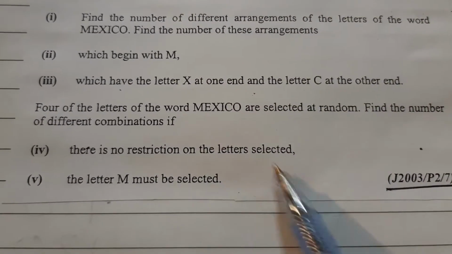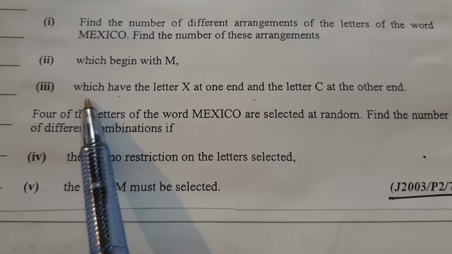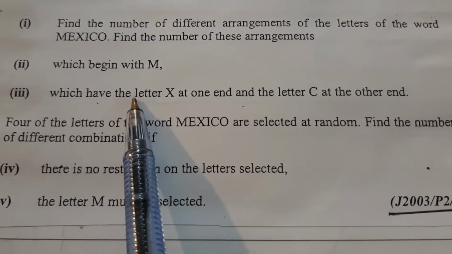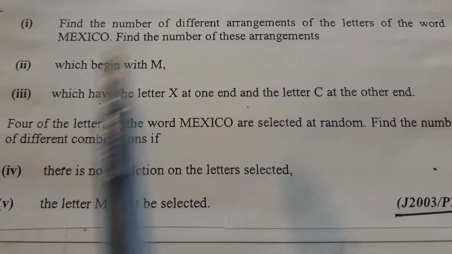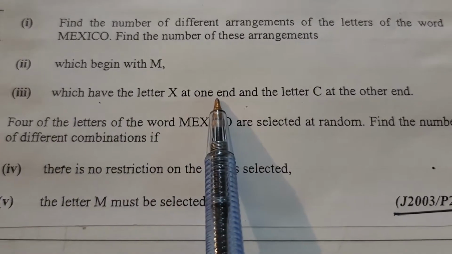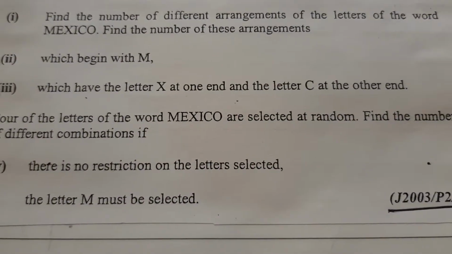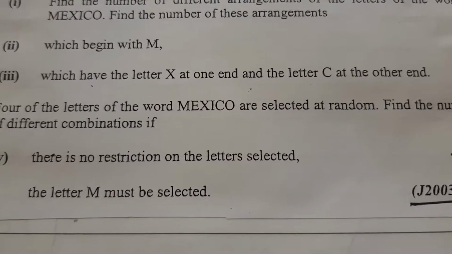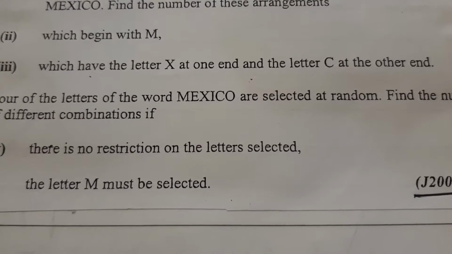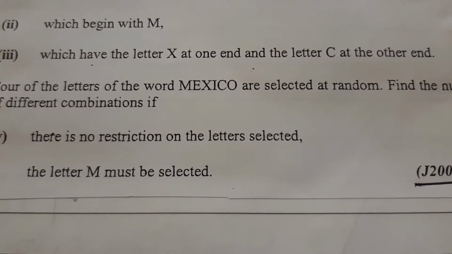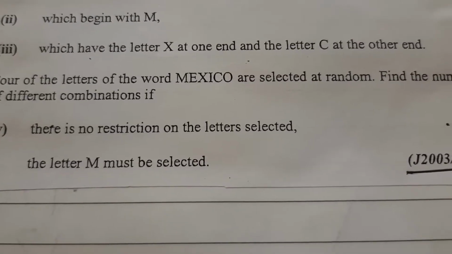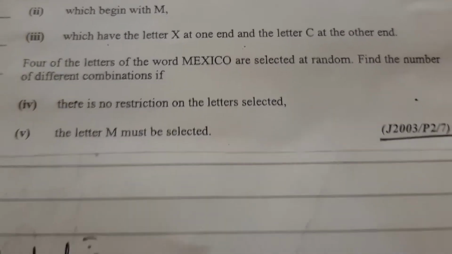Oh, sorry, I forgot this part 3. So we will come back to this. So part 3 is saying, find the number of these arrangements which have the letter X at one end and letter C at the other end. So now again you are fixing the positions of X letter and C letter. So it could be at either end, maybe X starting or maybe X at the end. So let's see the cases.